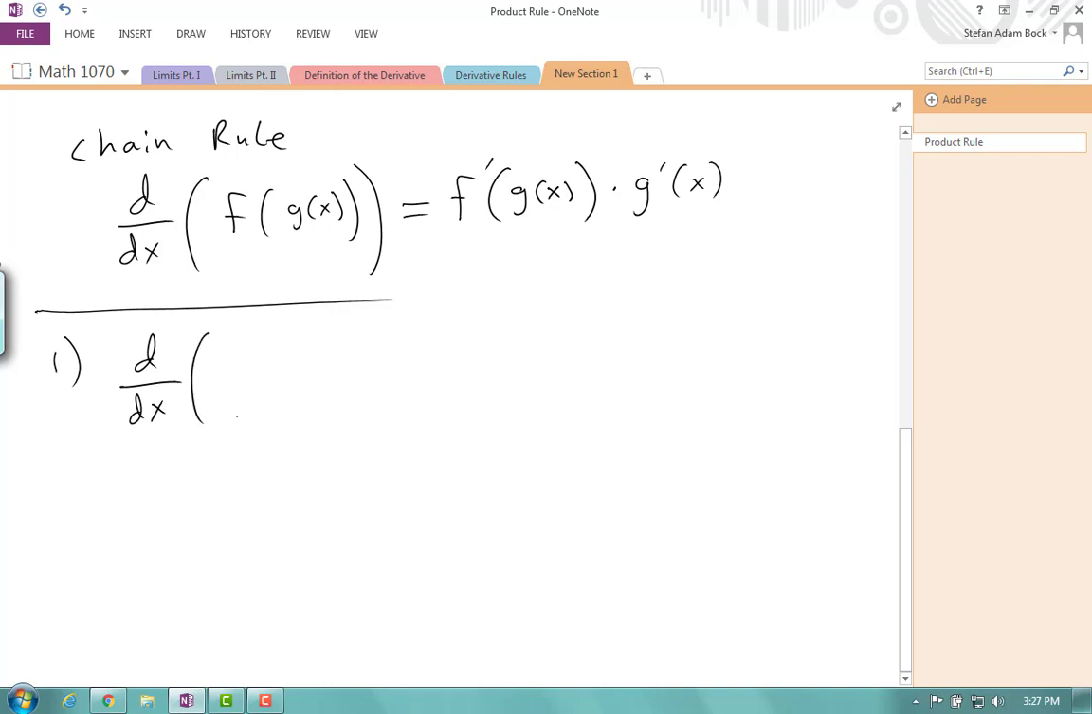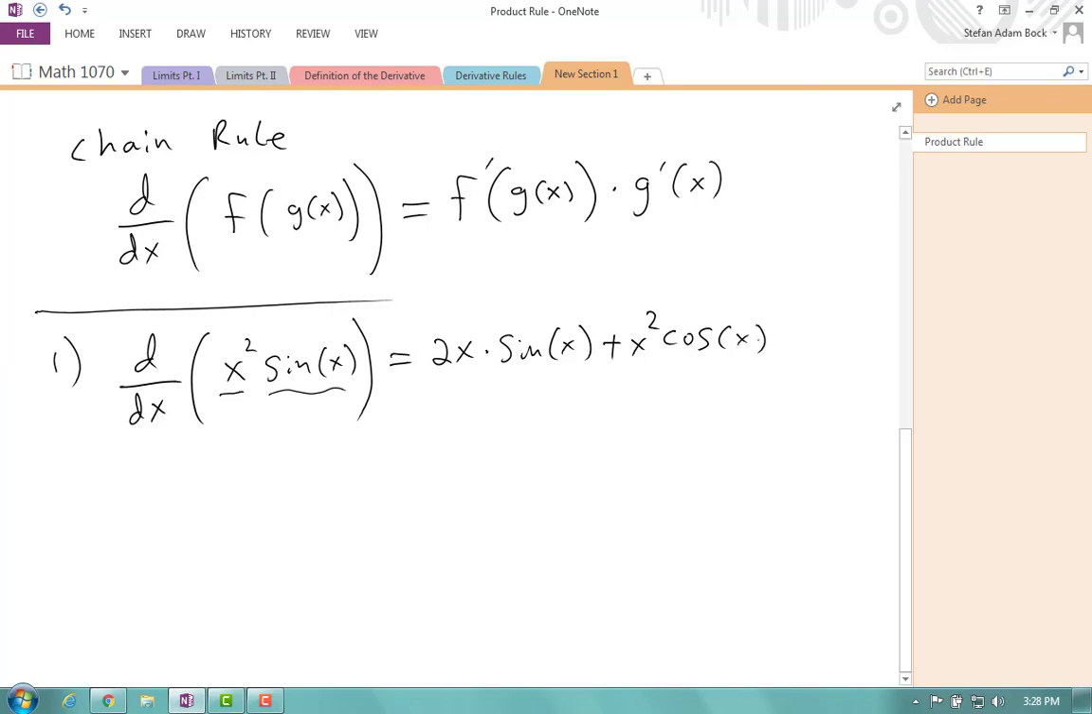Not too bad. If I have x squared times sine of x, then I have one function multiplied by another function. So first up, if I take the derivative of x squared, that's 2x times sine of x, plus x squared times the derivative of sine of x, which is cosine of x. Way, way better than trying to deal with the definition of the derivative.